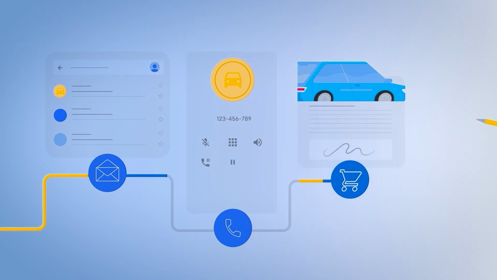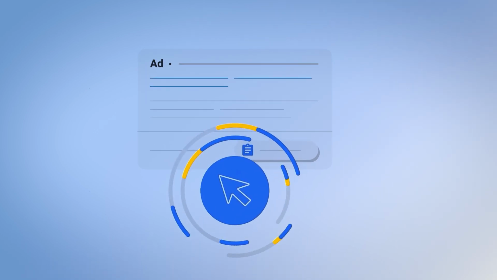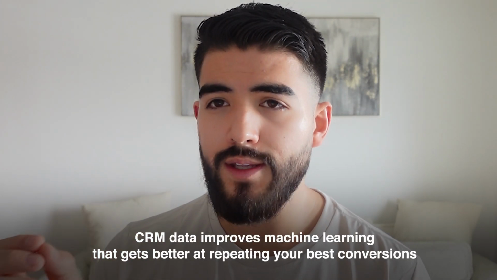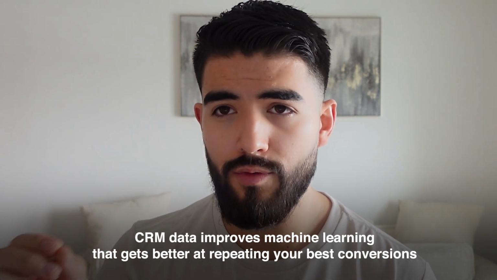It creates a feedback loop of events that happen offline, but that were first generated online from your Google Ads. And again, not to beat a dead horse, but that feedback loop is what feeds the machine learning to go and get better at repeating those most meaningful conversions for you, i.e. a sales qualified lead.